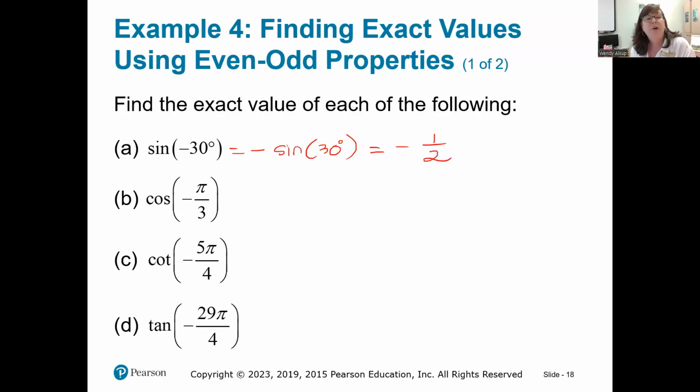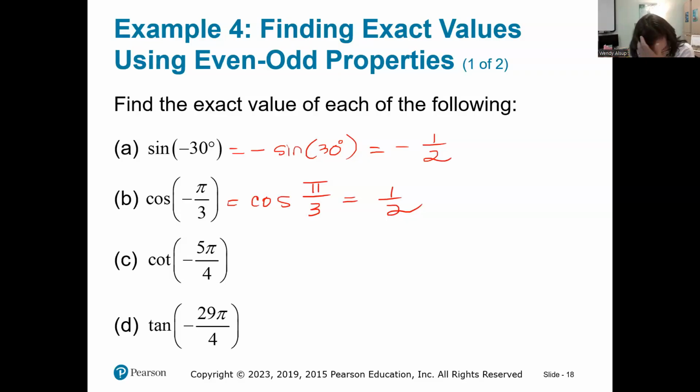Okay. Now, cosine of negative pi over 3, it's even. It's the same thing as the cosine of positive pi over 3. We found that a little while ago when we found the cosine of 60. Cosine of 60 was 1/2. And so that's what this one's going to be.